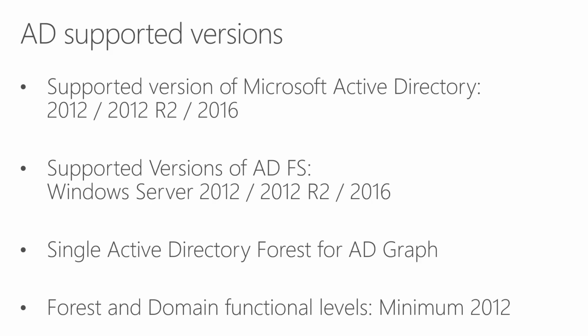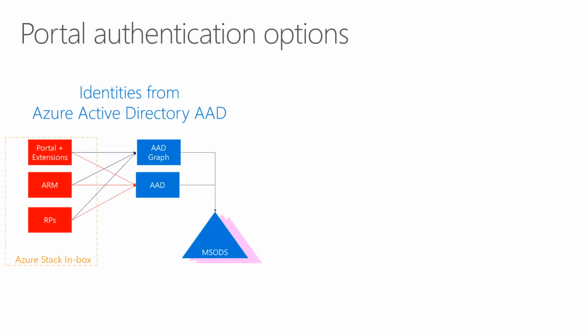When you take a look at the supported forms of Active Directory directory services for your on-premises environment you're dealing with, you'll see that you need to be at least at domain levels and possibly forest levels of Windows Server 2012 or higher for that to be able to work and function properly.